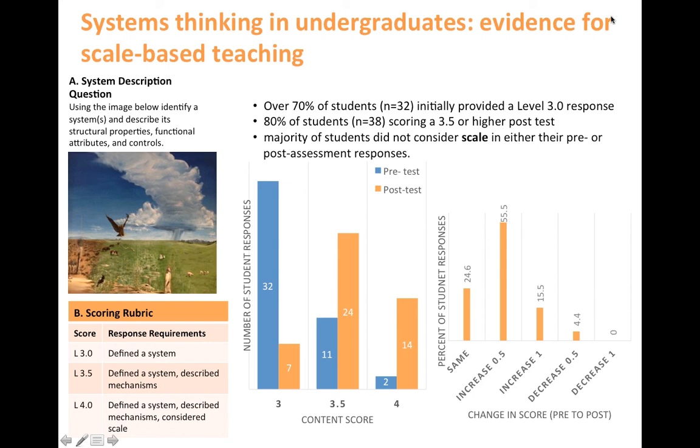This is an example of where undergraduates were assessed on their abilities to think in a systems context, and how they performed after they had a short course in systems thinking. So we have pre and post test results. We asked them the question listed under A, the system description question: using the image below, identify a system or systems, describe structural properties, functional attributes, and controls.